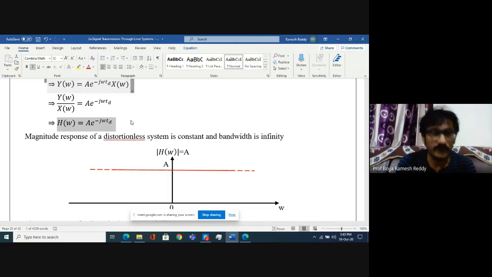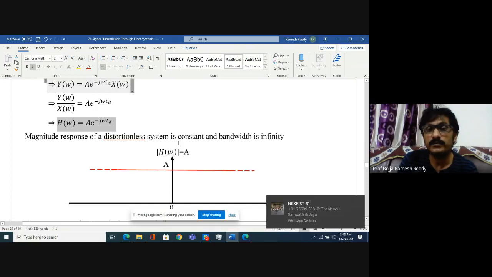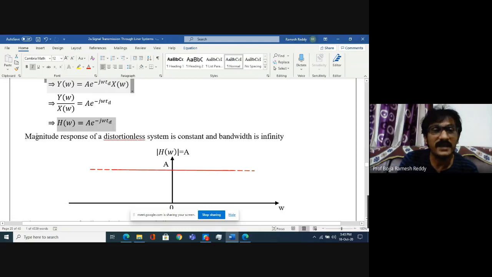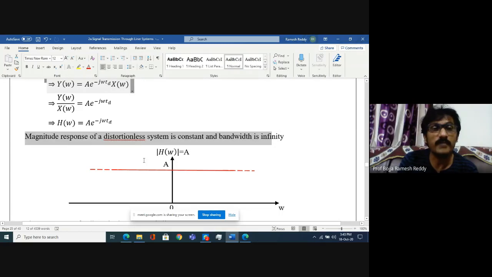Now take magnitude and phase. The magnitude response of a distortionless system is constant and bandwidth is infinity. These are the frequency domain characteristics of a distortionless communication system. What is the magnitude of this? The modulus of this is modulus of a into modulus of e power minus j omega td. Modulus of e power j theta is always 1. Therefore, the magnitude, that is modulus of H of omega, is always a constant.